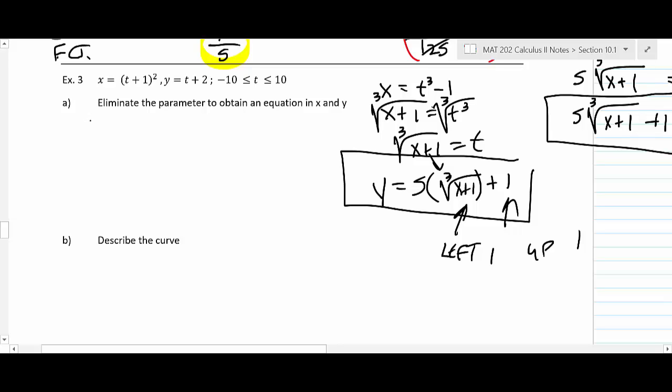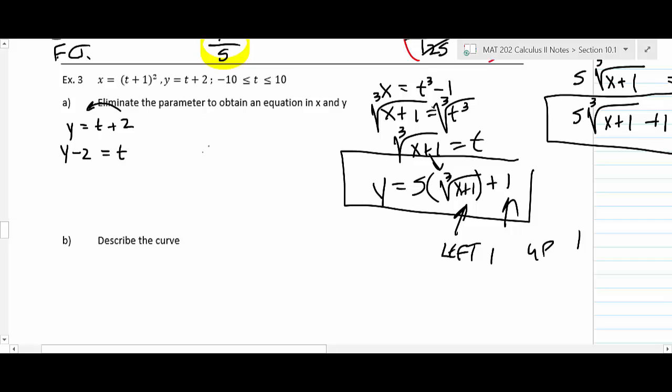Okay, what I would do on this one is still kind of the same thing. I would go through and pick an equation and solve for t. What I'm going to do this time is let's do the second equation and solve this one for t. Okay, so you can just do this in your head. You're going to get y minus 2 is equal to t.